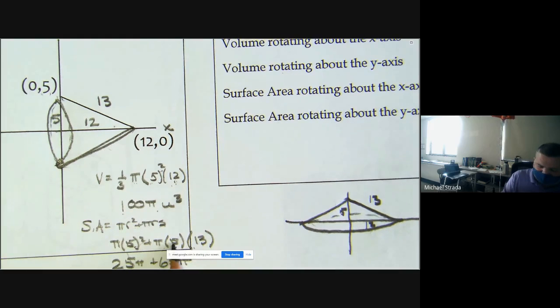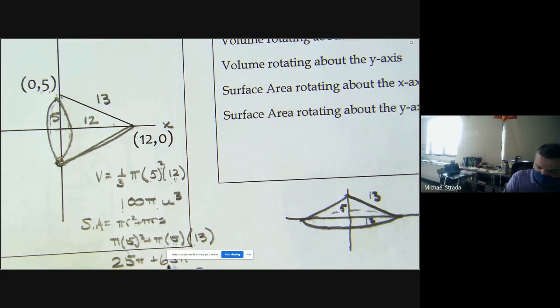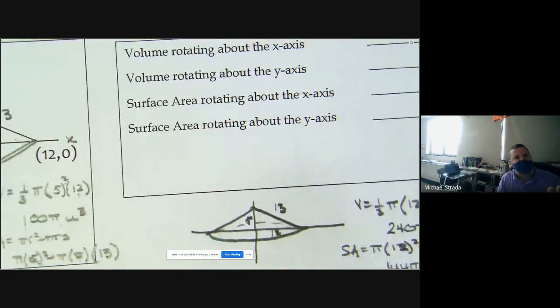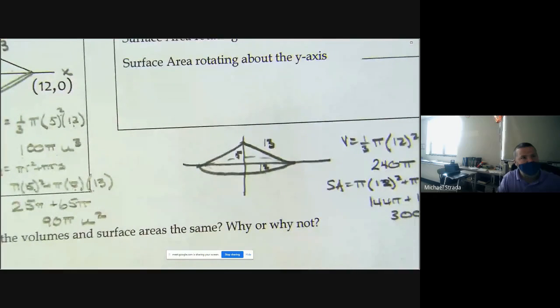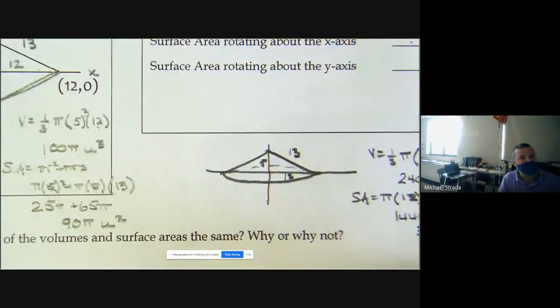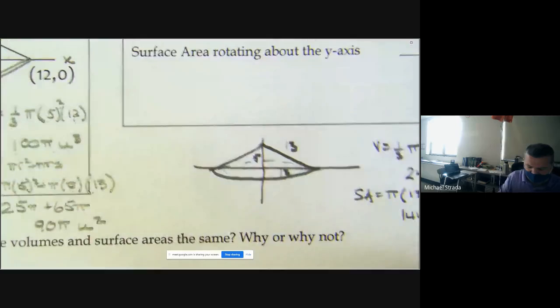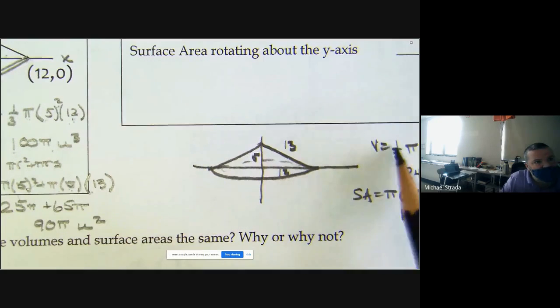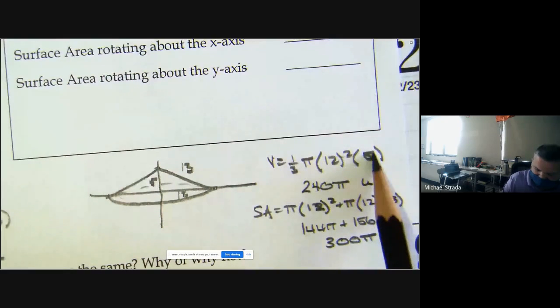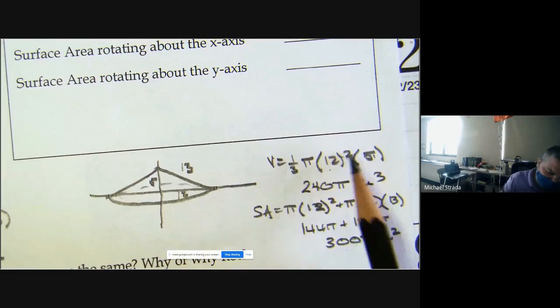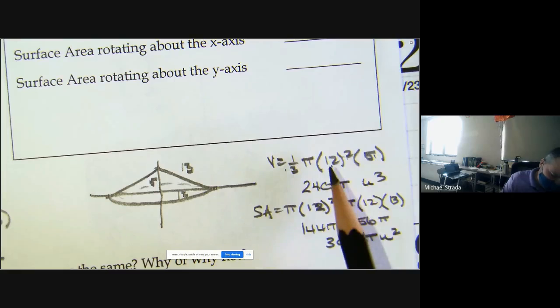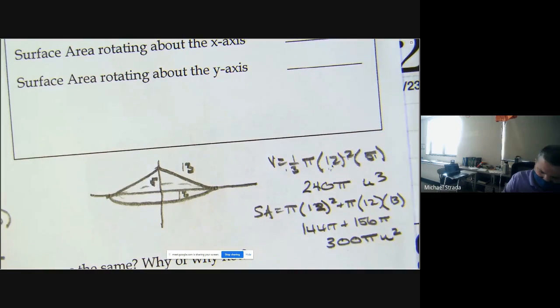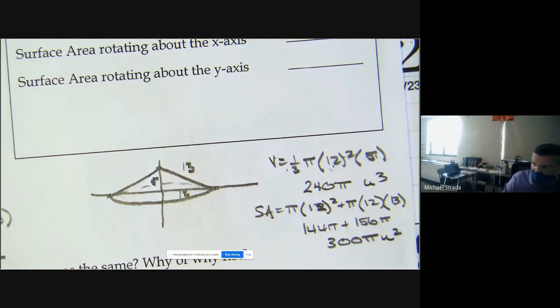13 times 5 is 65. 5 squared is 25. 25 plus 65 gives me 90 pi. If I then do the second part, which is rotating it about the y-axis, once again, they switch roles. So now the 12 is the radius. The height is the 5. 1/3 pi, 12 squared times 5. 12 squared is 144. 1/3 of 144 is 48. 48 times 5 is 240 pi. Units cubed. Whenever working with these, just use units as your label.